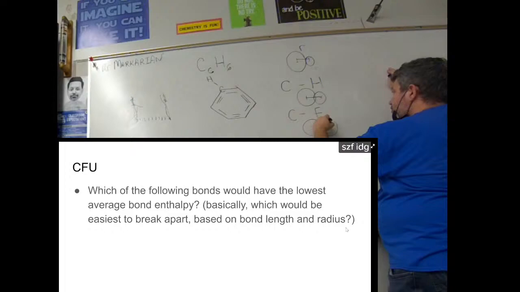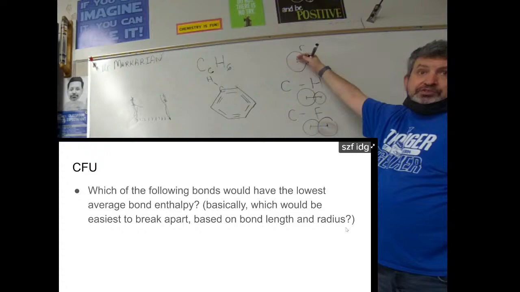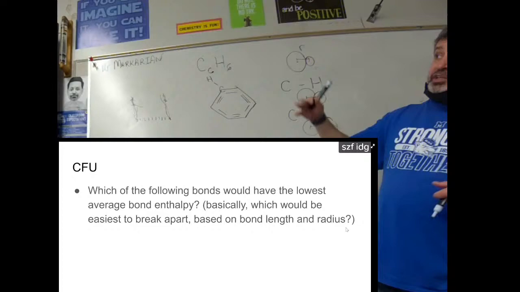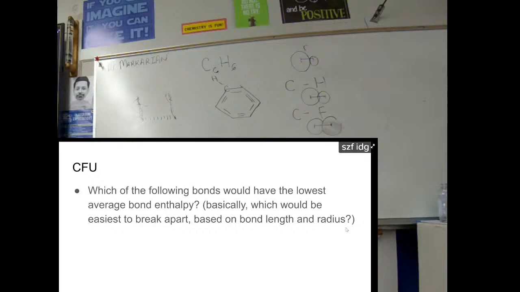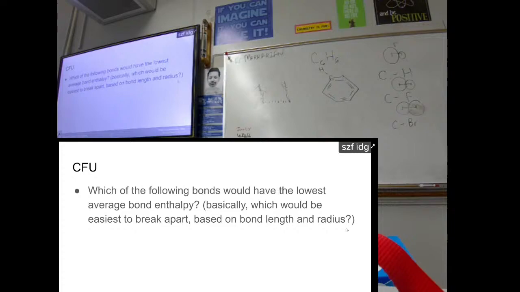So remember, as the length decreases, what happens to the bond energy? It increases. So which would be the hardest to get apart? Let me say what I've said in the past. Long distance relationships don't work as well in chemistry. What should be the hardest to get apart? The shortest distance would be the hardest to get apart. So which would have the shortest distance? Well, there's three things up there. Which one?